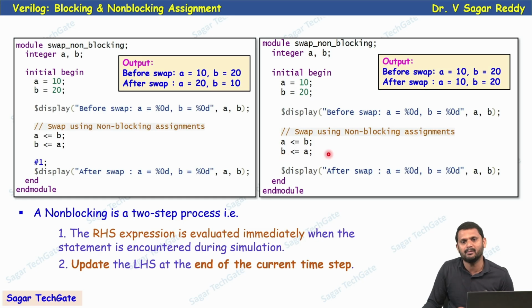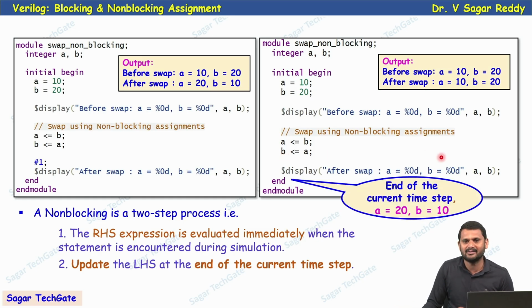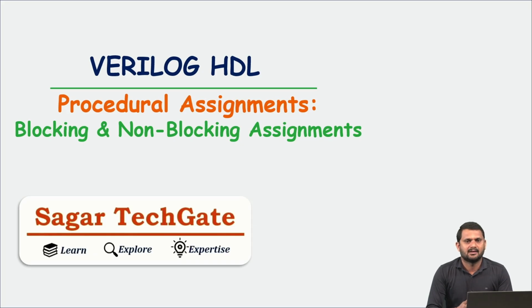But A should be 20, B should be 10 at the end of the current time step. Now, at the end of the current time step, A equal to 20, B equal to 10. After the display, this is the end of the current time step. This is 0 simulation time. At the end, we'll get A equal 20, B equal 10. I hope you understand what is meant by blocking and non-blocking statements. So I discussed them with some suitable examples. To model a sequential circuit, we always prefer a non-blocking statement. If you want to model a combinational circuit, we use a blocking statement.